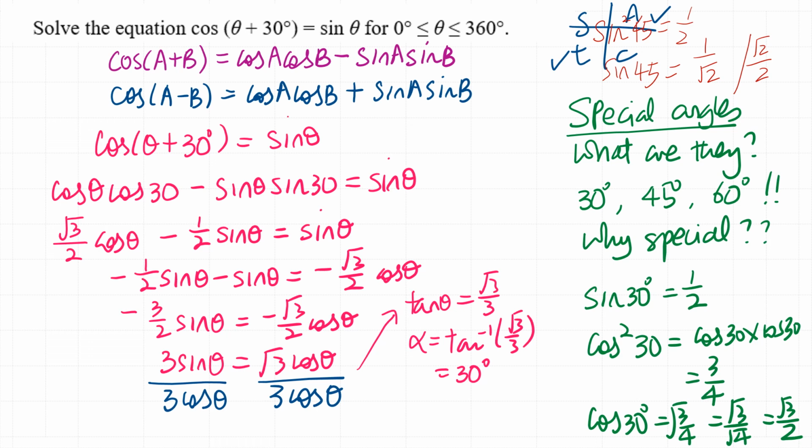So for tangent to be positive, the angle can be found in the first and the third quadrant. So first quadrant will just be alpha itself, 30 degrees. Third quadrant will be 180 plus alpha, which is 180 plus 30, 210 degrees. So this is one example of how you can use the addition formula to solve a trigo equation. Okay, the next kind of questions where you can use addition formulae is what is shown on the screen.